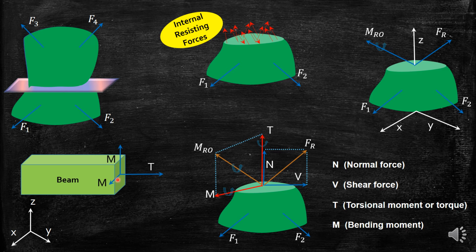We all know sagging and hogging in a beam. If a beam is bending in the downward direction, you can see how my cursor is moving, this is sagging. It is hogging if it is bending in the upward direction. So this will bend about this axis.